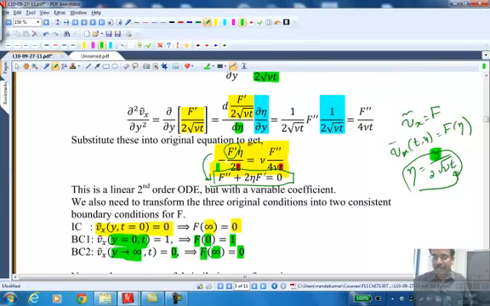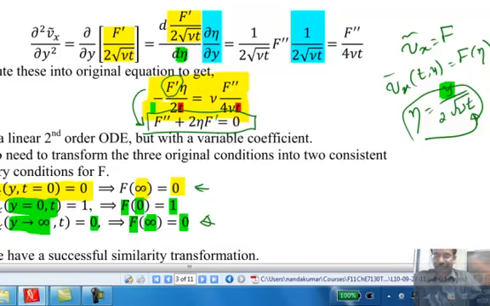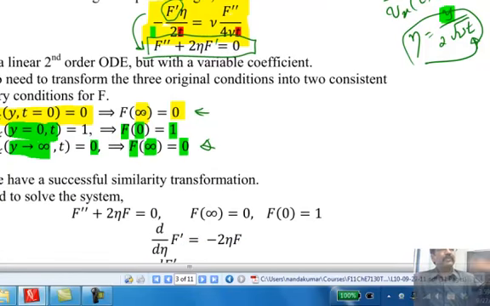So what we have is, of the 3 conditions, 2 have become identical. The first condition and the third condition are exactly the same. This one and this one are exactly the same. So we have only 2 independent boundary conditions to impose. So the problem has transformed from a PDE into an ODE with a consistent set of boundary conditions. So now we can conclude we have a successful similarity transformation and we need to solve that. Okay? Any questions?